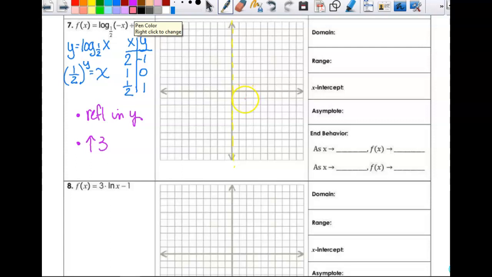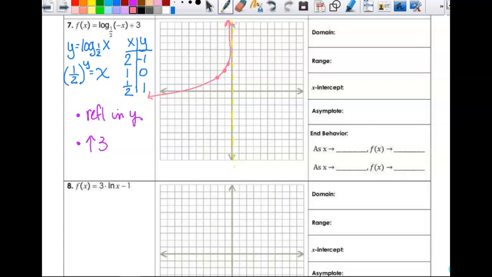So I'm going to start at 2, -1. I reflect in y, so I end up over here. Then I go up 1, 2, 3. Then I'm going to be at 1, 0. I'm going to reflect in y and go up 1, 2, 3. Then I'm going to be at 1/2, 1. I'm going to reflect in y and go up 1, 2, 3. So I'm here. Something like that. Okay.